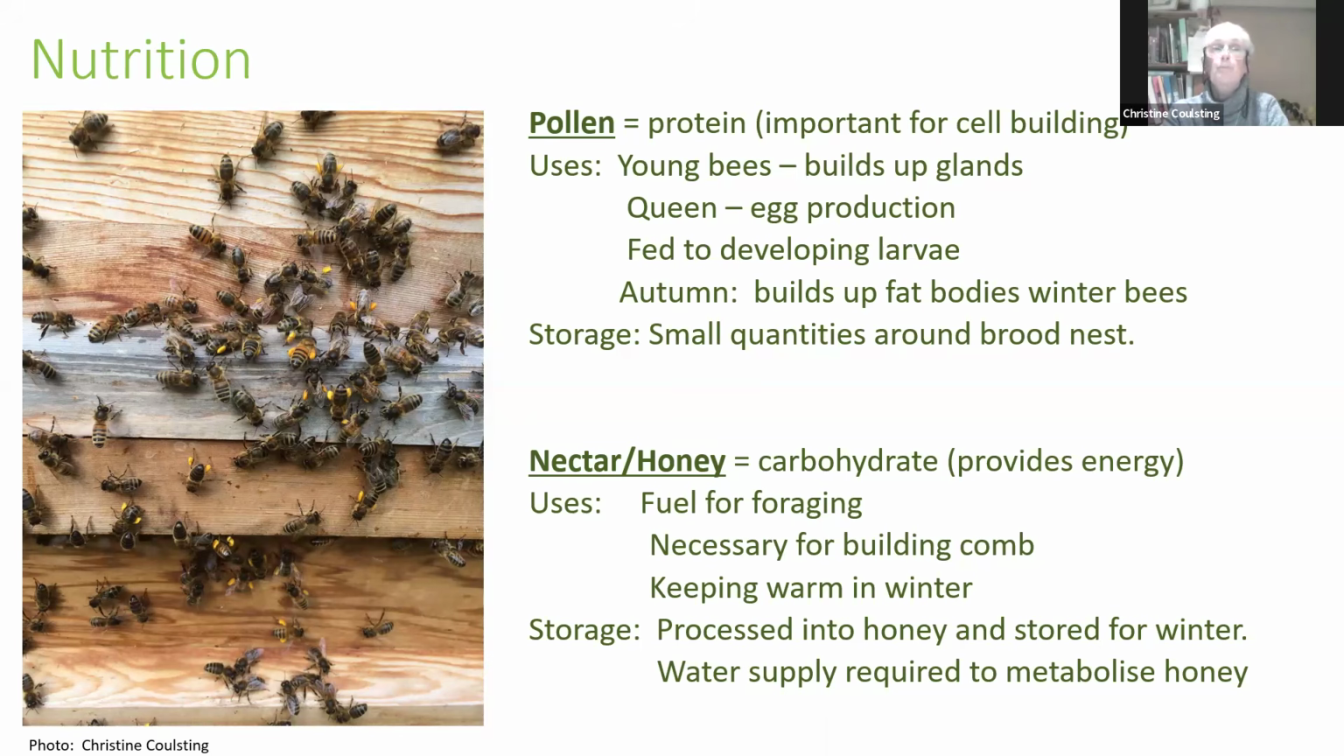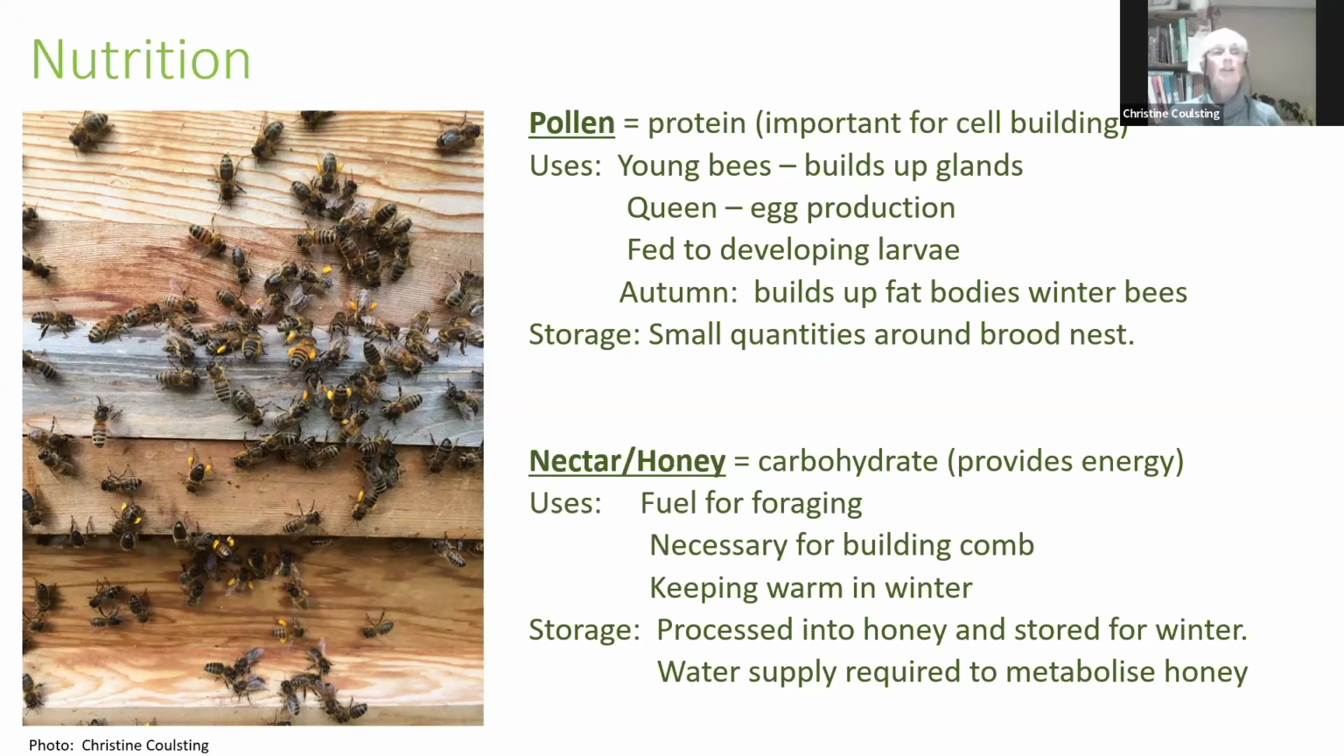They do store pollen, so they tend to store pollen in small quantities, so you'll always see that arc around the brood nest. And of course, they tend to eat it fairly soon, so it does rotate quite quickly. They use it as they expand the brood nest into that area.